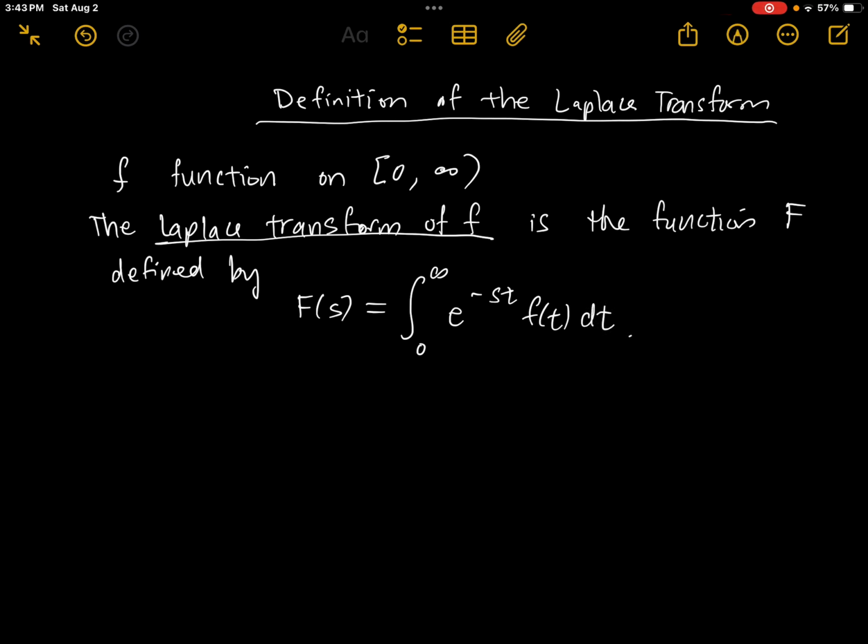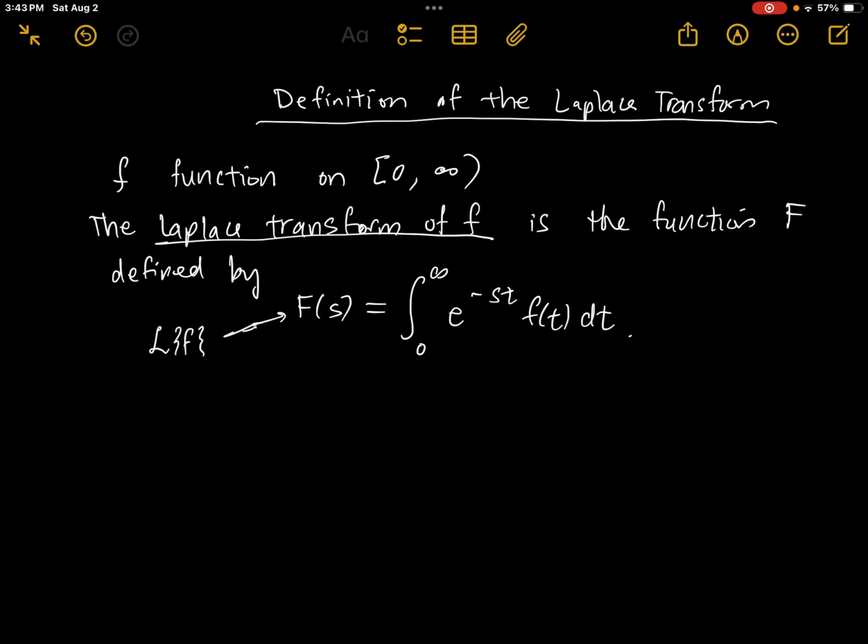So this is a weird definition. Let's just talk about it for a little bit. So you have some function little f of t, and then the Laplace transform, which is sometimes written as L of f, like this. That function, what it does when you plug in an s is you take the integral from 0 to infinity of e to the minus st times little f of t.